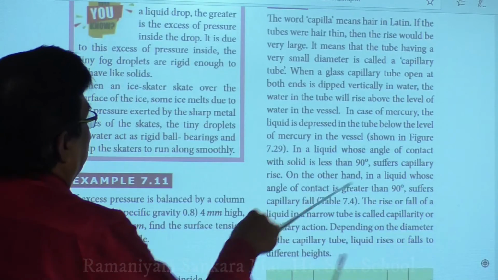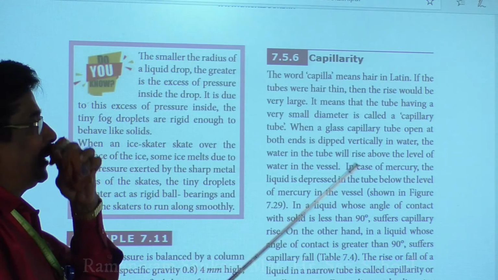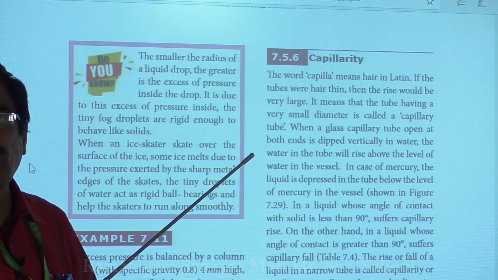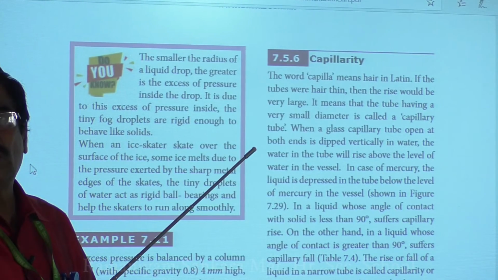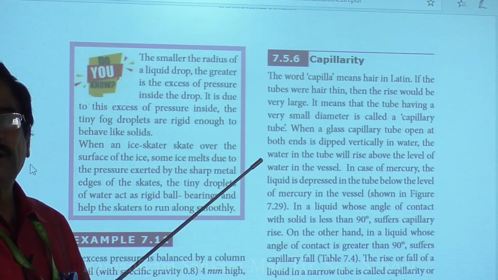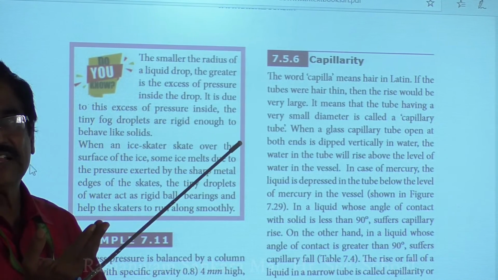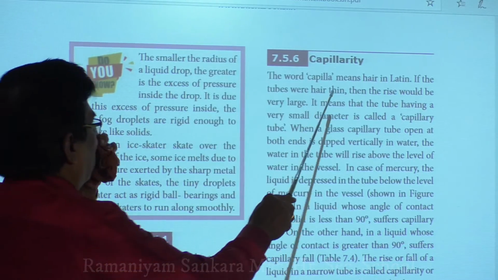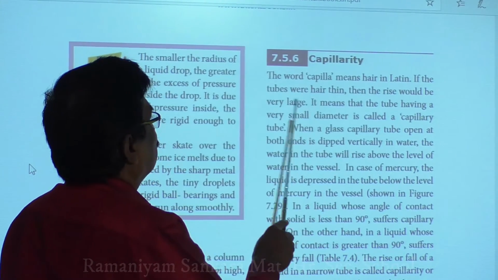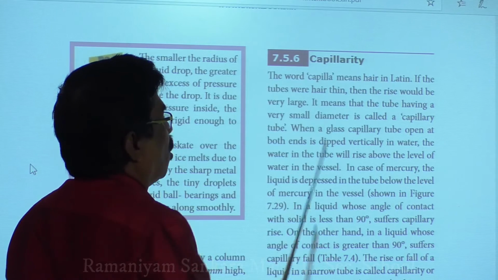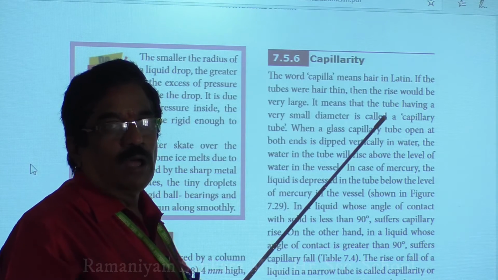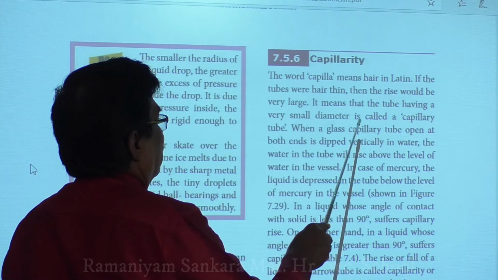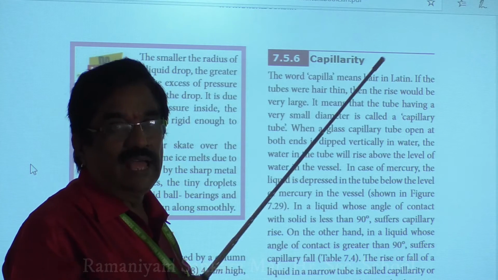Now, capillarity. This is another thing. What is capillarity? Your hand has skin, and there will be small pores. Pores means small holes. It will take in the liquid whatever you use on your hands, so it easily absorbs. In a capillary tube, there is a rise or fall. The word capilla means hair in Latin. If the tubes were hair thin, then the rise would be very large. If the diameter of the hole is very small, then the rise will be greater. A tube having a very small diameter is called a capillary tube. We are going to do the experiment.